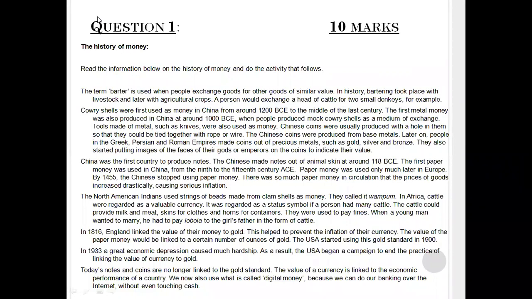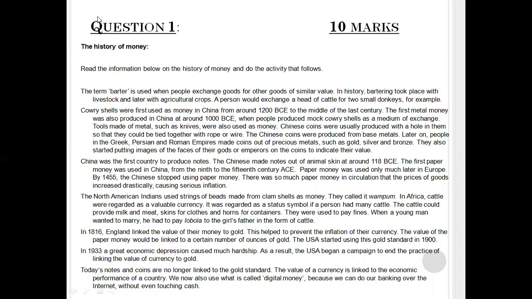This helped to prevent the inflation of the currency. The value of the paper money would be linked to a certain number of ounces of gold. The USA started using the gold standard in 1900. In 1933, a great economic depression caused much hardship. As a result, the USA began a campaign to end the practice of linking the value of currency to gold. Today's notes and coins are no longer linked to the gold standard. The value of currency is linked to the economic performance of a country.